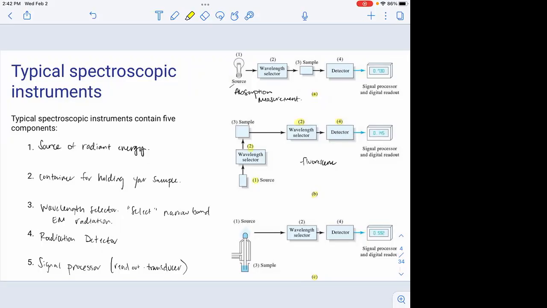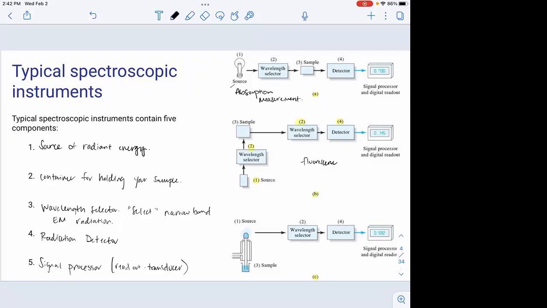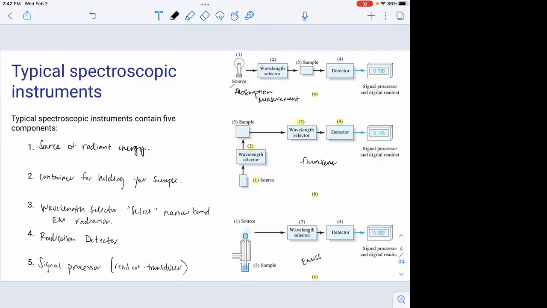The last panel, panel C, is indeed just an emission measurement. So this is where you might have something like flame atomic absorption spec, or sorry, flame atomic emission spec, where you're looking for the emission of a particular wavelength from a metal, let's say.